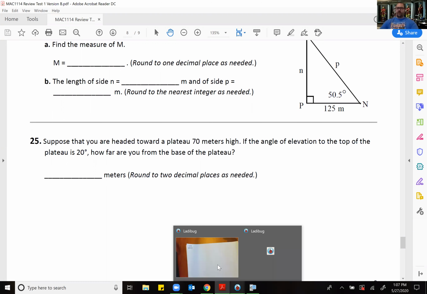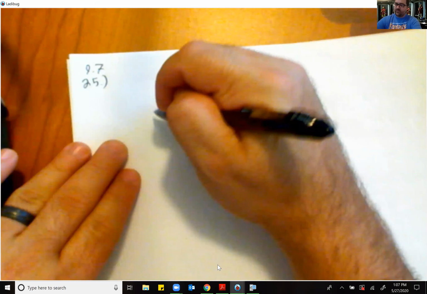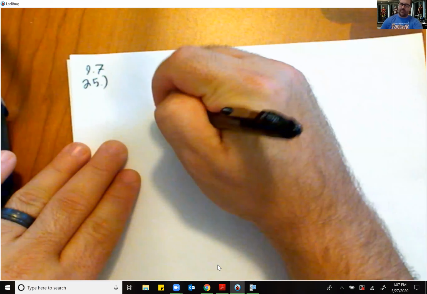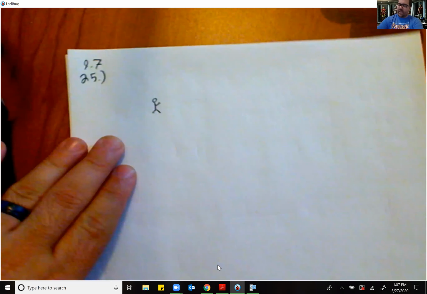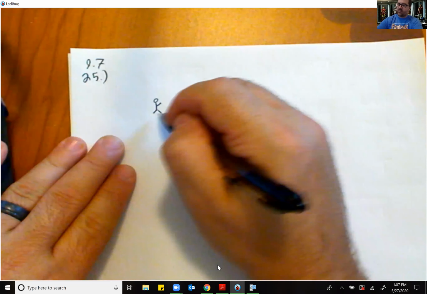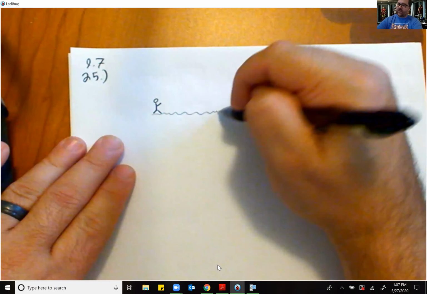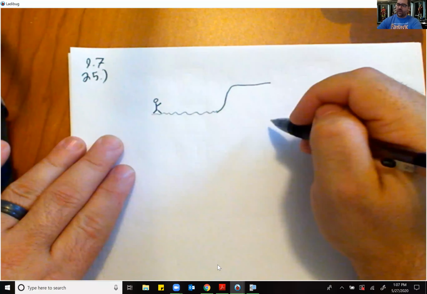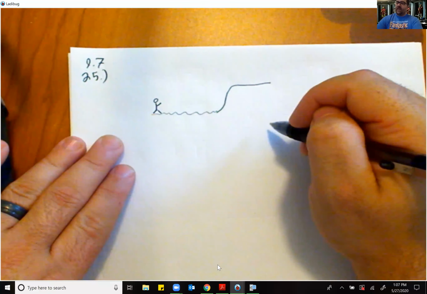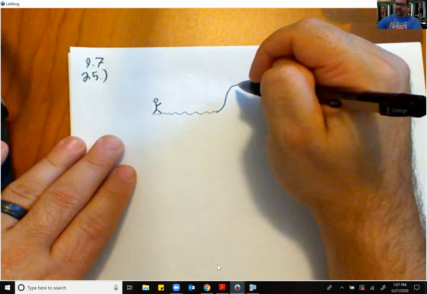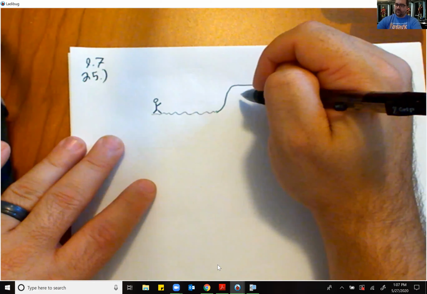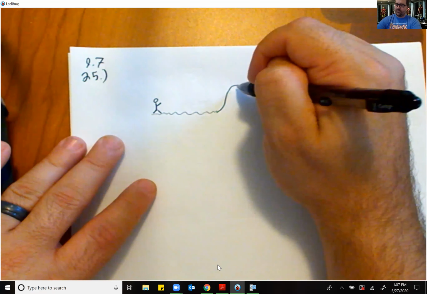So what we're looking at, this is me. And whenever I do these kind of problems, I like to draw a picture. And I'm heading for this plateau. So here's all the grass. And woo, there's the plateau. Okay. It is 70 meters high. Okay.